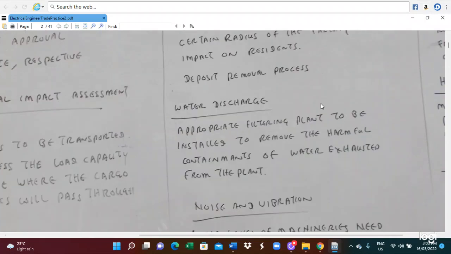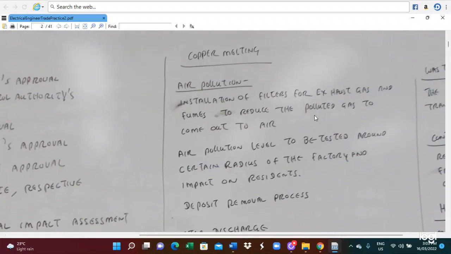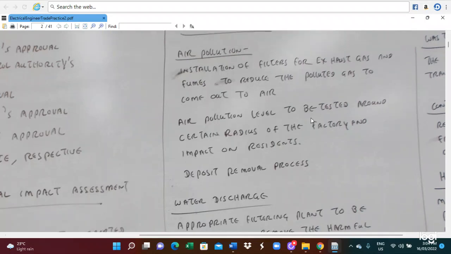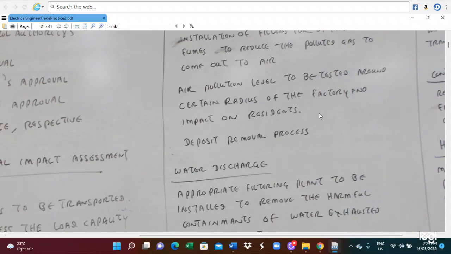Then we also have to consider any copper melting point you install. If you are designing and constructing a copper melting point, we also have to be concerned about air pollution. So filters need to be installed for the exhaust fan and the fume, to reduce the polluted gas coming out to the air. Before the polluted gas comes out to the air, we have to control it. The air pollution level needs to be tested, and you have to utilize a starting radius. When gas is coming out from the waste outlet, we have to test the air pollution level.